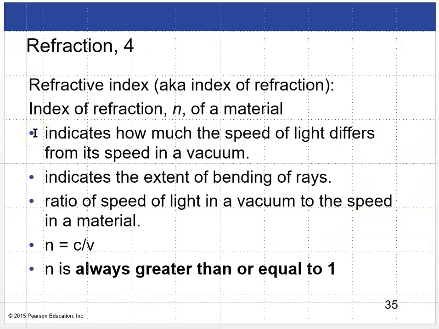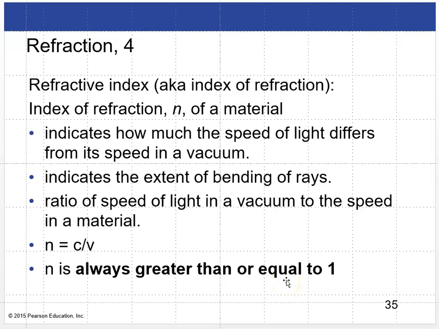It is called the refractive index, otherwise known as the index of refraction. We give it the symbol N. It indicates how much the speed of light differs from its speed in vacuum. It indicates the extent of the bending of rays. It's the ratio of the speed of light in a vacuum to the speed of light in the material. And be very careful. A lot of people mistake this and flip it. So it's c over v, where c is the speed of light, that's 3 times 10 to the 8 meters per second in vacuum. v is the speed of light in meters per second in the material. v is always less than c, so n is always greater than or equal to 1.